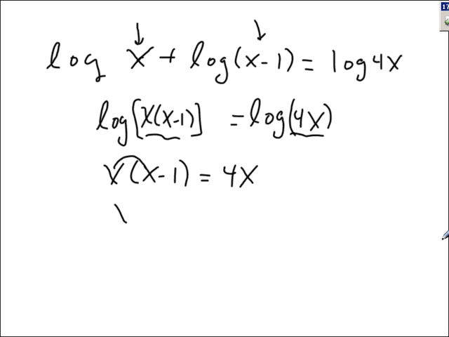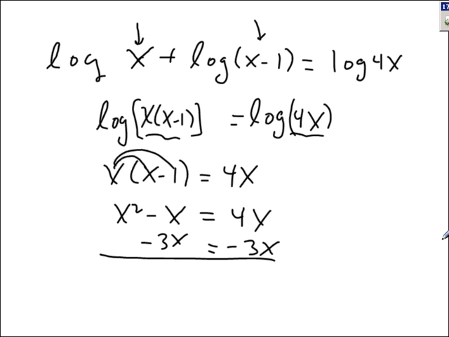So you have x squared minus x is equal to 4x. I'll take away 3 x's, and you get x squared minus 4x. Okay, so let's see our little mistake.